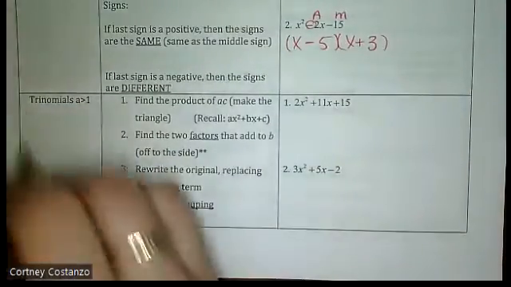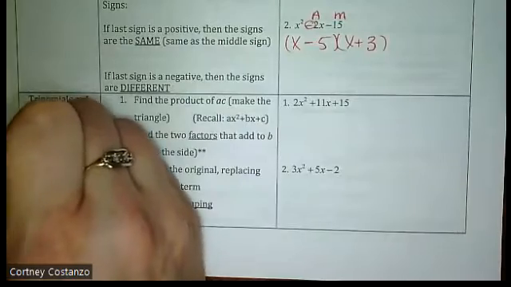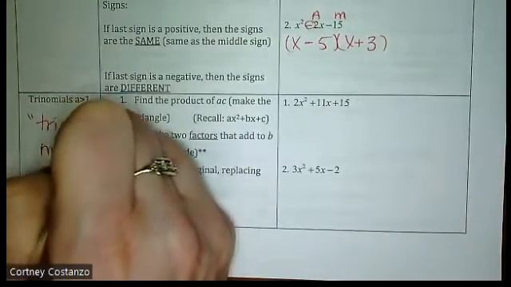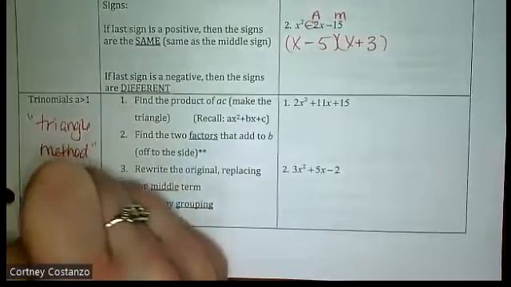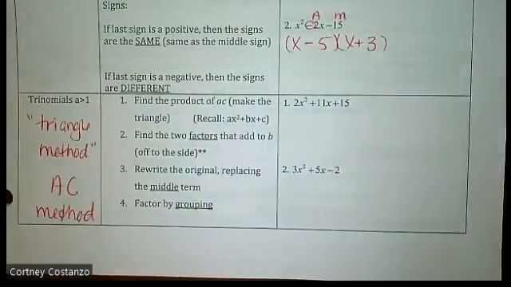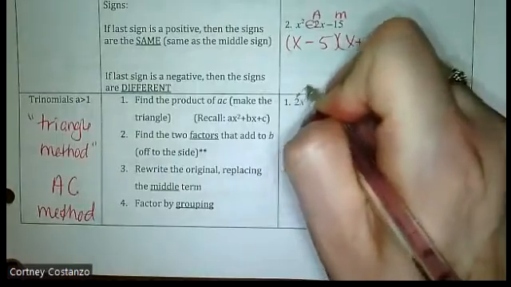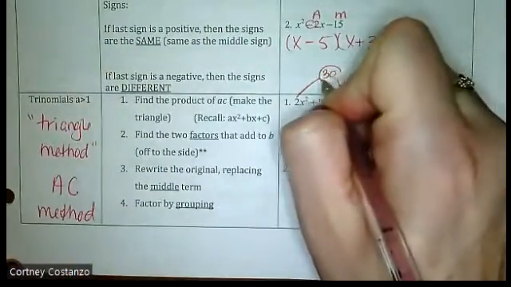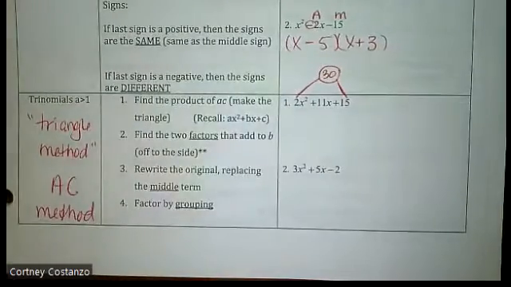Now to make this a little bit more difficult, trinomials when a is greater than 1, the little tagline for this one, I call it triangle method. Some teachers call it the AC method. And the reason why they call it the AC method, not like air conditioning, but AC method, like the front number and the last number multiply together and you make this like magic number. That's why I call it triangle method, because it kind of looks like you just made a triangle.